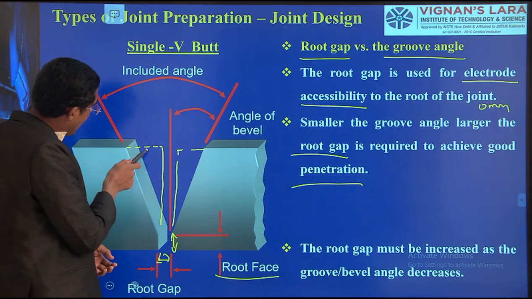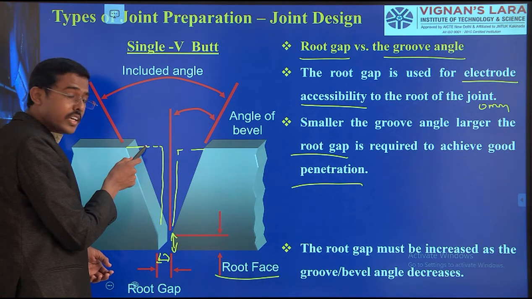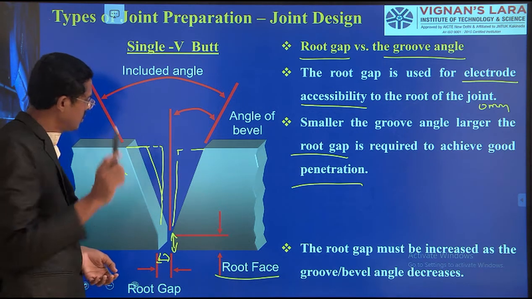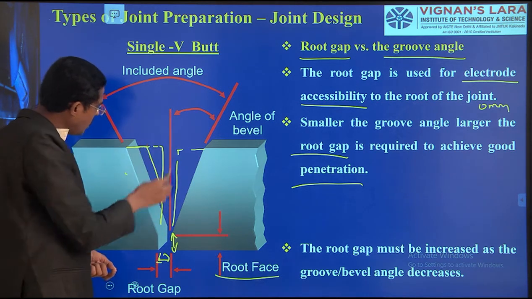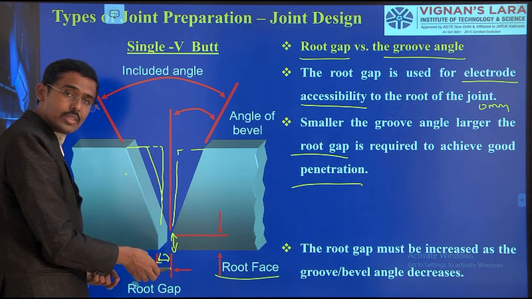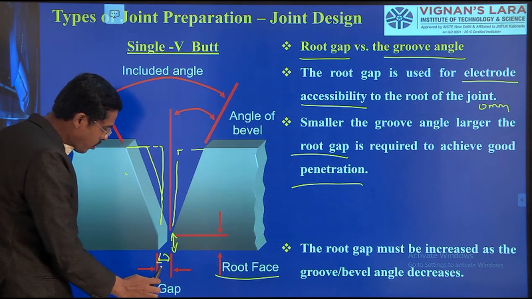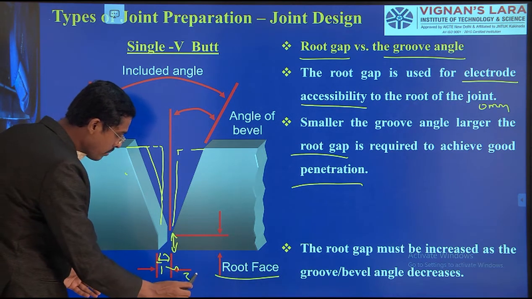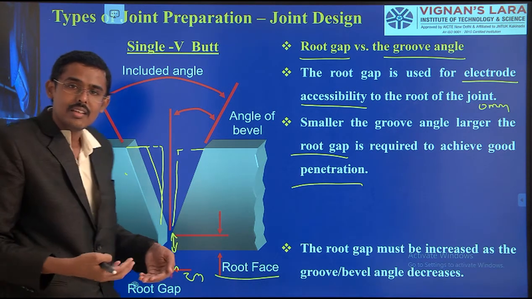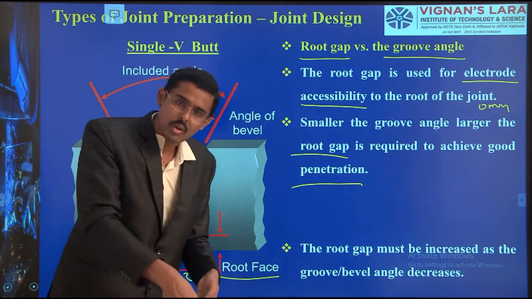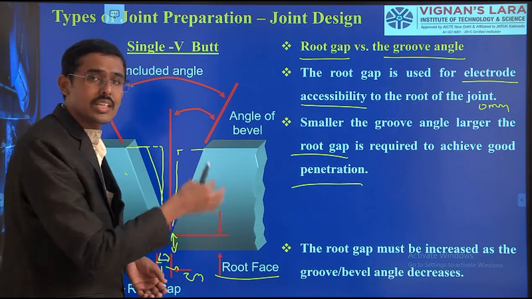It is a case where I am doing edge preparation not by 30 degrees, I am doing it only by 15 degrees. Then the electrode will not reach the bottom. At that time, what am I doing? I am extending the root gap a little bit, from 1 mm to 2 mm. Then obviously the gap increases, and exactly then the electrodes can go down. So such knowledge and skills you should apply here.